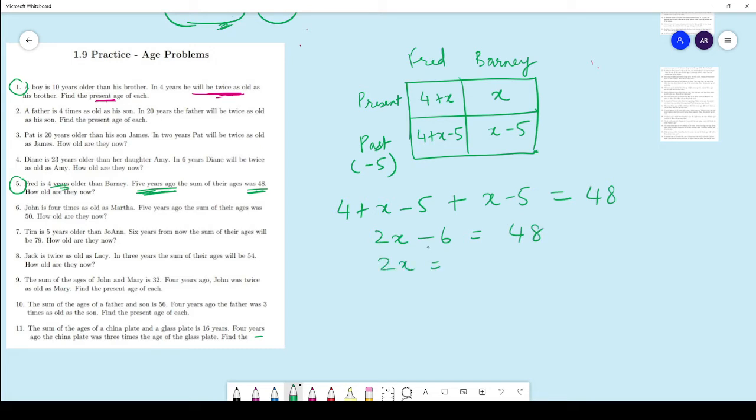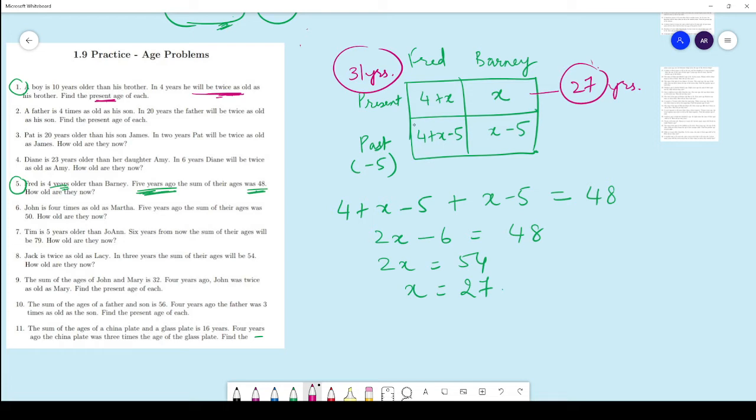Let us transpose this. So we have 48 plus 6 equals 54. So that means x equals 27. So this gives us Barney's present age as 27 years, right? So what does it make Fred's present age? Fred's present age becomes 31 years.